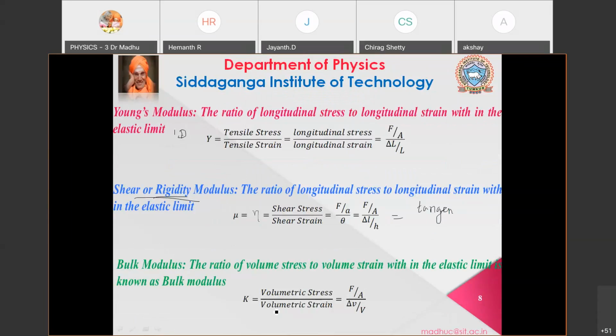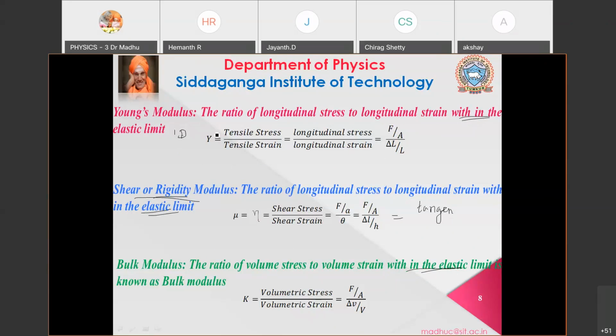Then the last one is bulk modulus. Bulk modulus is related with the volume. It is the ratio of volumetric stress to volumetric strain within the elastic limit. You should always use this phrase. You can see in all these definitions, I am using this. If you don't use this, then the sentence or definition would be incomplete.